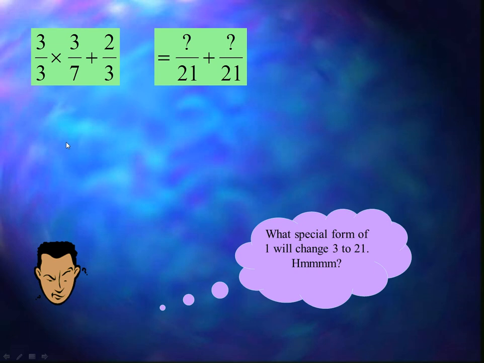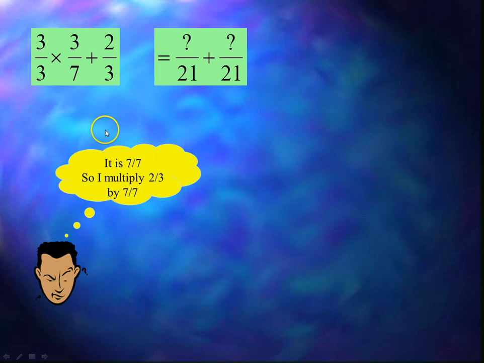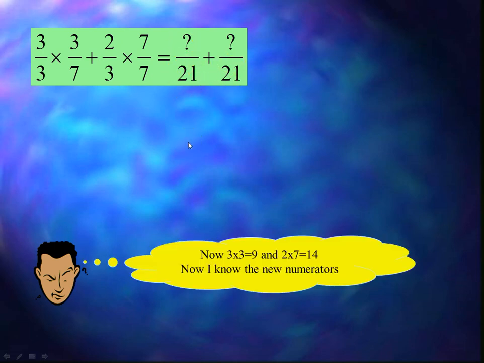Okay? So what special form of 1 will change 3 into 21? Well, that would be 7. So 7/7 is what I need to multiply 2/3 by in order to get the common denominator of 21. So now 3 times 3 equals 9, right here. 3 times 3 equals 9. And 2 times 7 equals 14. And I know that 3 times 7 equals 21 right there.